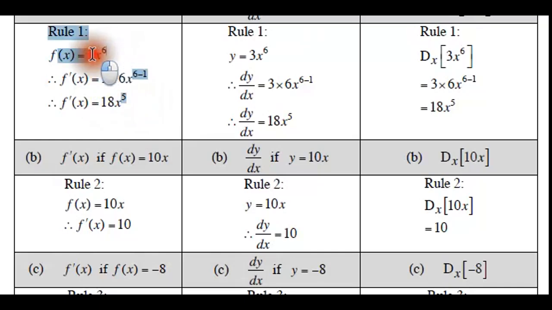So look at the question again, right? Take that 6, place it in the front. 6 times 3 is 18, and subtract 1 from the exponent. 6 minus 1 is 5. I hope that makes sense. Looking at the one on the right, same thing, right?